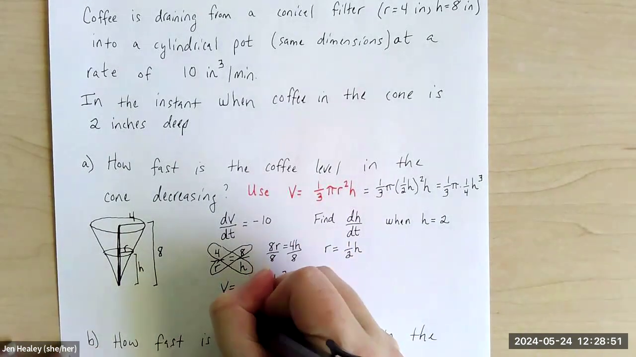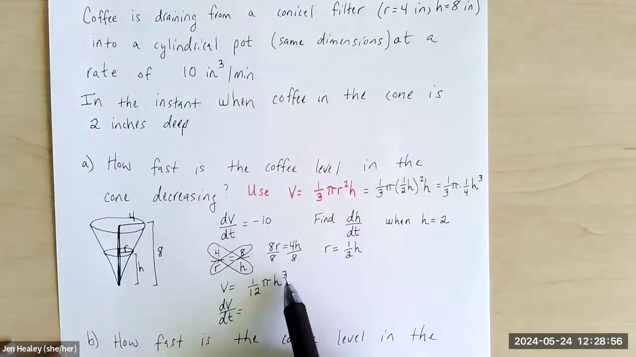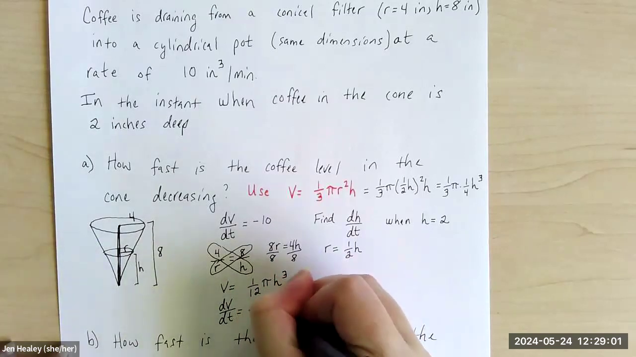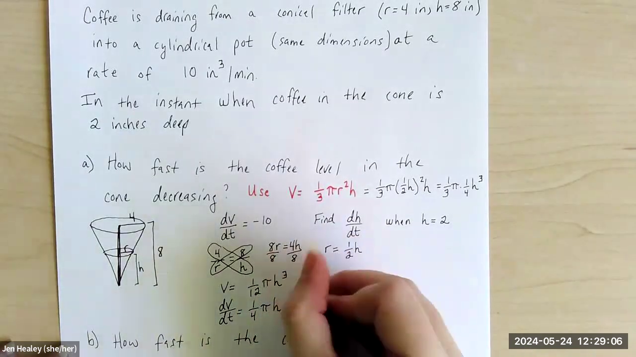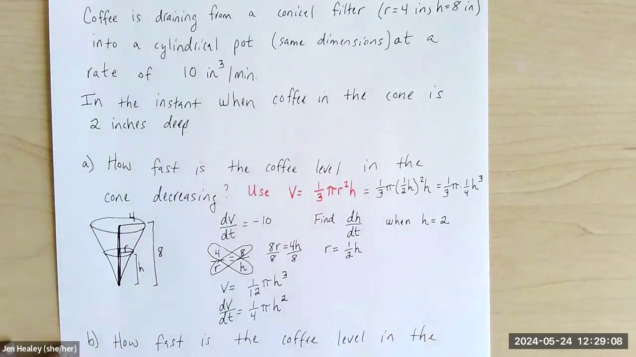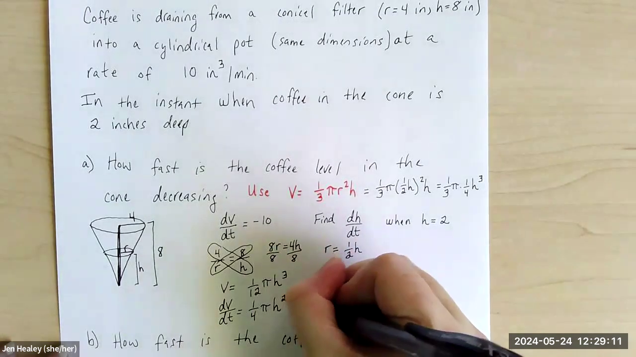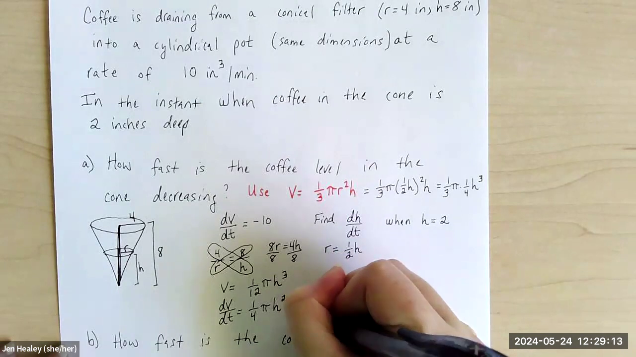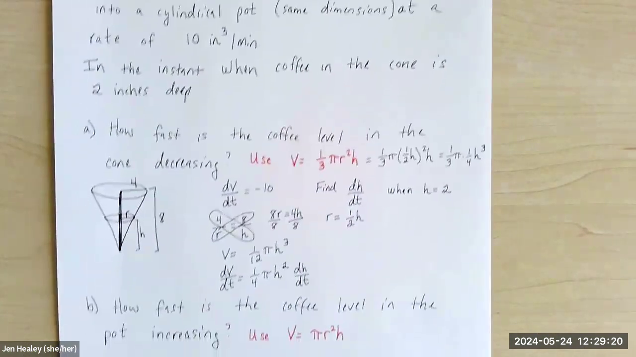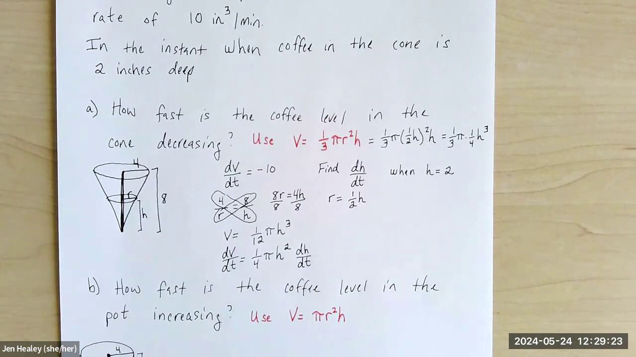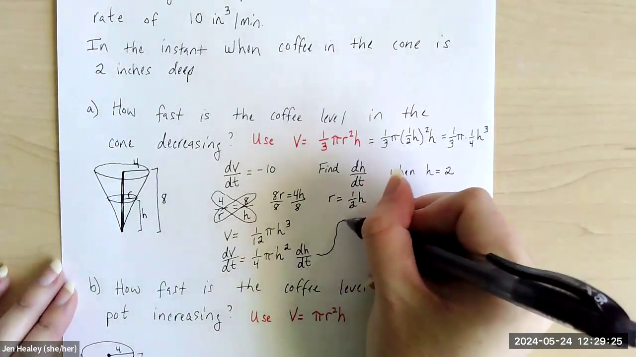So dV dt is equal to, we're going to bring that 3 down. 3/12 is 1/4 pi h, and then we're subtracting 1 from that 3, so it becomes just an h squared. But then I need a dH dt.